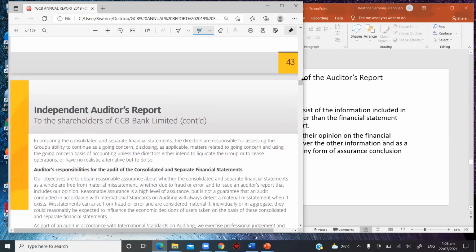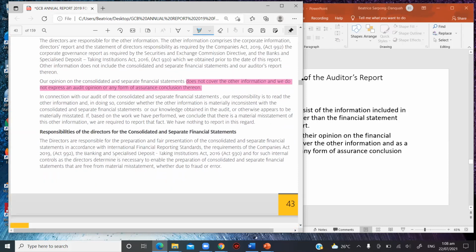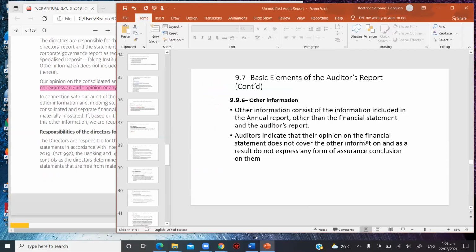Those are the information inside the annual reports. Some of them I was not even aware of. I even became aware after auditing the financial statements. So my report does not cover those. That's all the auditor is trying to say under the other information paragraph.